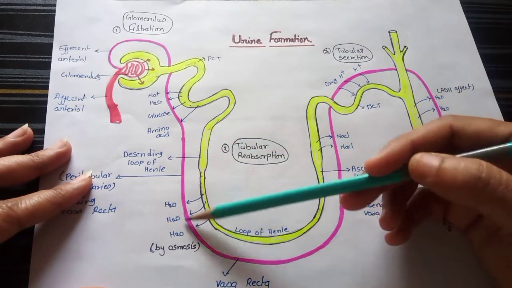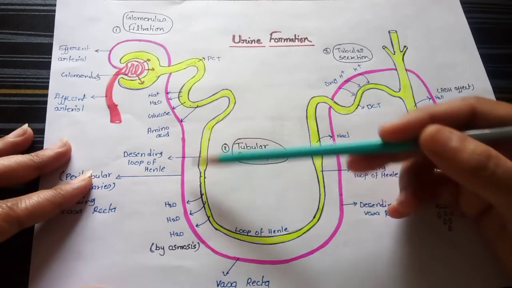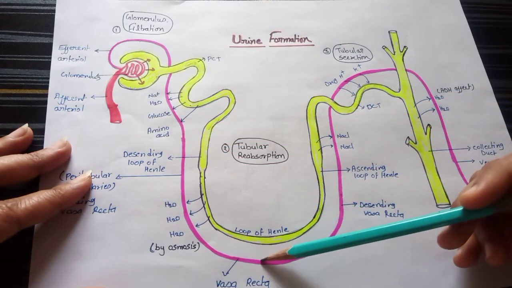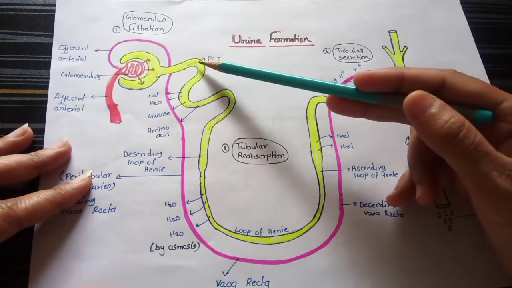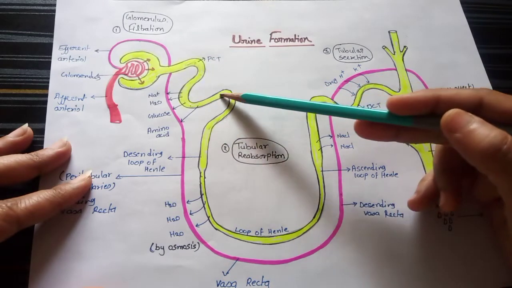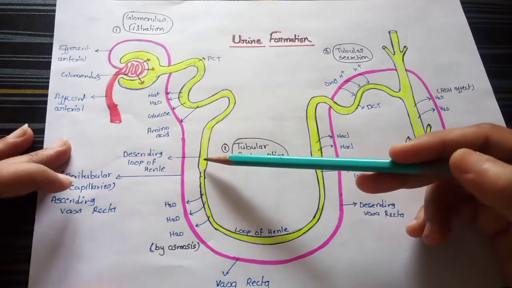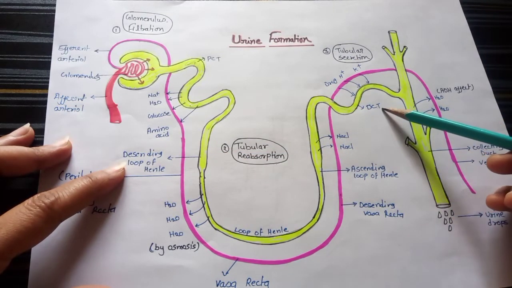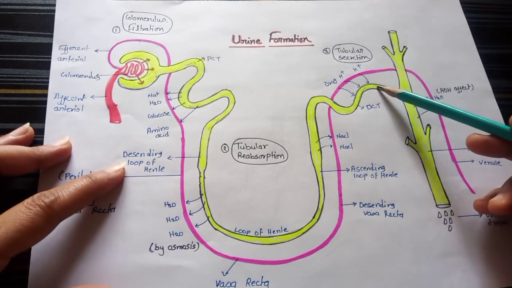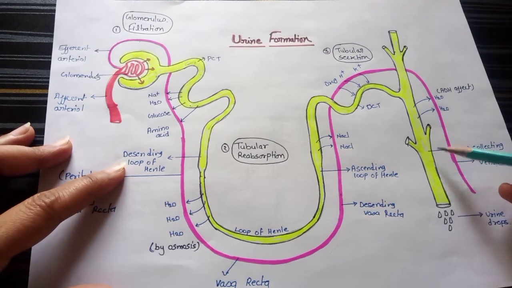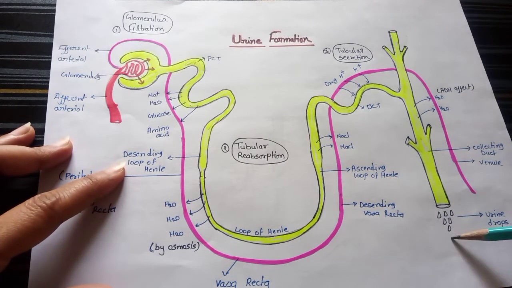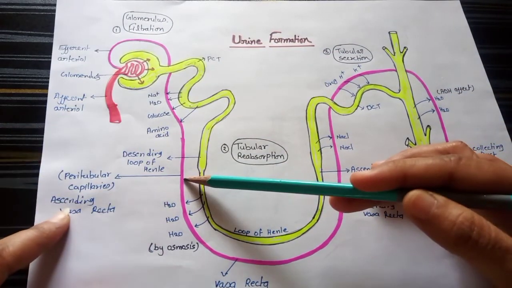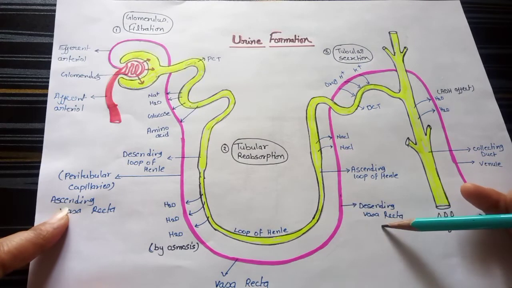Which tubules? First is this one, the vasa recta. The vasa recta is just the efferent arteriole going forward and forming the vasa recta. These are blood capillaries, and this is the PCT, proximal convoluted tubule. It is attached to the loop of Henle. This is the descending loop of Henle and this is the ascending loop of Henle. It attaches to the DCT, distal convoluted tubule, and the DCT attaches to the collecting duct, and this duct forms the urine drops. This is the vasa recta, with its ascending loop and its descending loop.